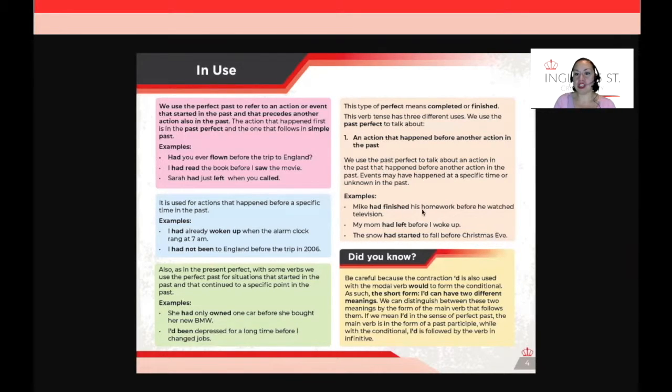Mike had finished his homework before he watched television. So he was able to watch television because he had finished his homework first. My mom had left before I woke up. So when I woke up, my mom wasn't there because she had already left. The snow had started to fall before Christmas Eve. Okay, so this is the specific time.